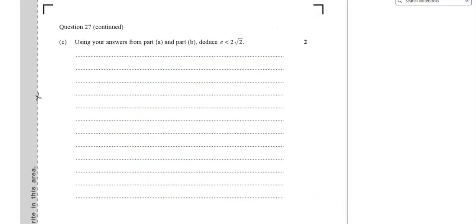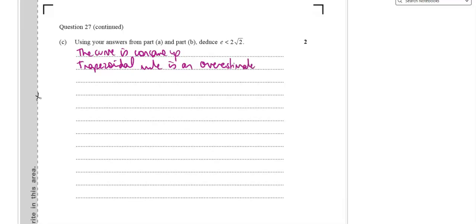Okay, part C. Using your answers from part A and part B, deduce that e is less than 2√2. Okay, so we need to think about creating an inequality. We did notice that the curve is concave up, and that means that the trapezoidal rule is an overestimate in this scenario. So my answer that I achieved from part A exceeds the real answer of 3 over 4 ln 2, which was my answer for part B.